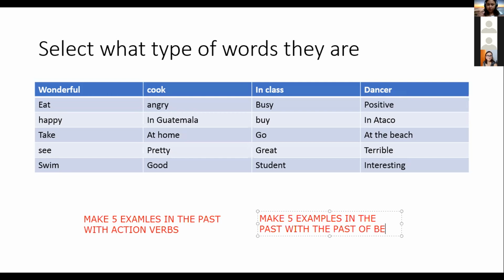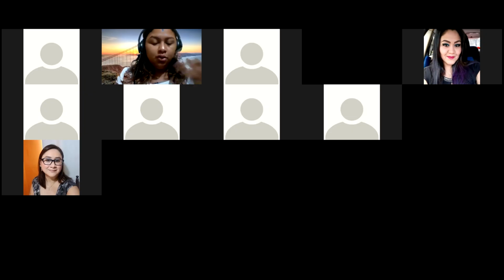Okay, so you know the difference between the information over here. Now, use it. You have to use information from this chart: 5 examples with action verbs and 5 examples with the past of be. In your examples, you can use questions, negative sentences, positive sentences, what you want. I don't mind. Are the instructions clear? Yes? Okay, here we go.